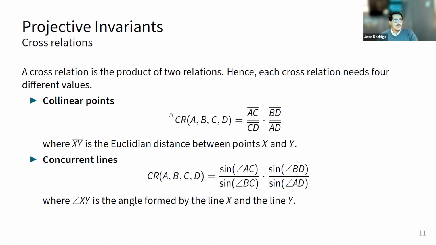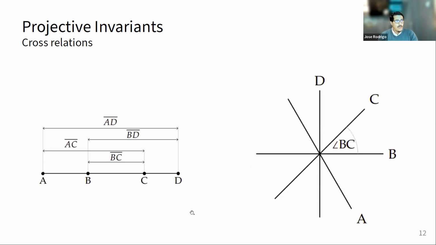For the collinear points cross relation, we have here the product of relations, where AC, BC, BD, and AD are the Euclidean distances between each point. And with the concurrent lines, we have the angle that's formed by the lines AC, BC, BD, AD. We can see here the examples where these are the segments of the lines AD, BD, AC, BC, and here are the angles that are formed by each line, by the line A, B, C, and D.